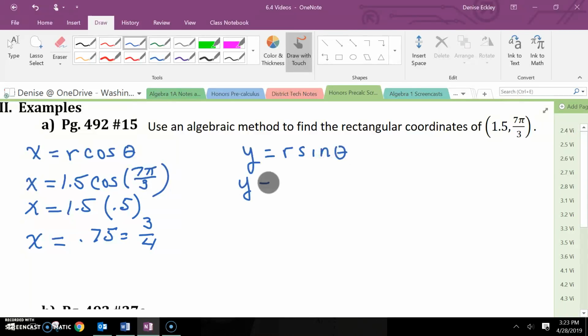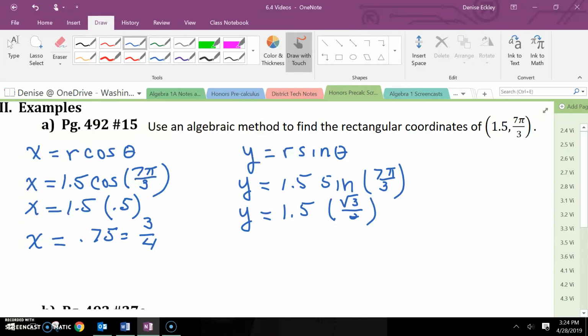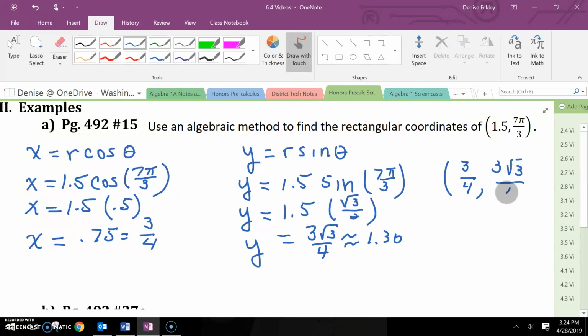And then to find y, the conversion is y equals r sine theta. So we're going to do pretty much the same thing we did with the cosine. We take the sine of 7π over 3, which gives us y equals 1.5 times the square root of 3 over 2. And when we simplify that, we get y equals 3 times the square root of 3 over 4. If you're doing that as an approximate answer, it is about 1.3. So our exact coordinates are (3/4, 3 times the square root of 3 over 4).